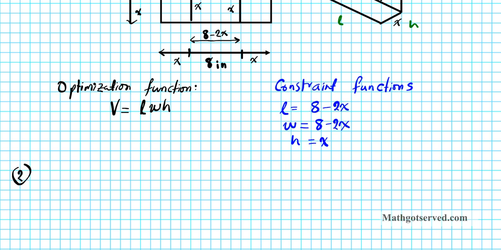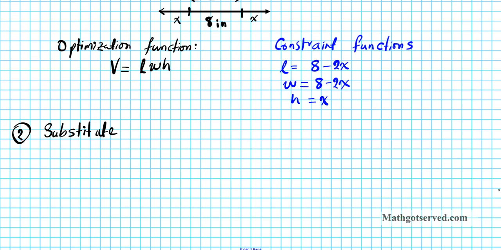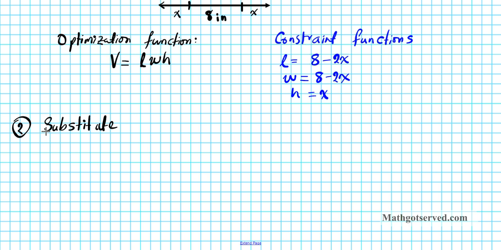Part two is where we're going to be doing some substitution and the determination of our domain. We're going to substitute portions of our constraint into the optimization function so that we can express this function in terms of just one variable. So the question is, what variable do we want to use in our optimization function? We can use only one variable. If you notice, the length, width, and height are all described in terms of x, so that looks like a perfect variable that we can use. We can use other variables, but this is much more convenient.